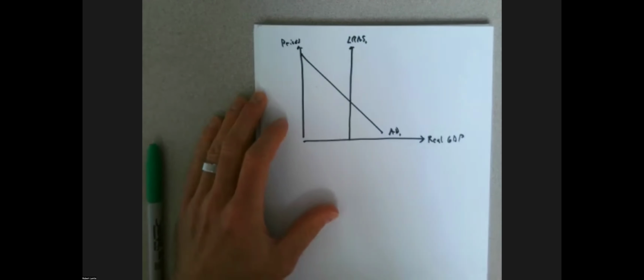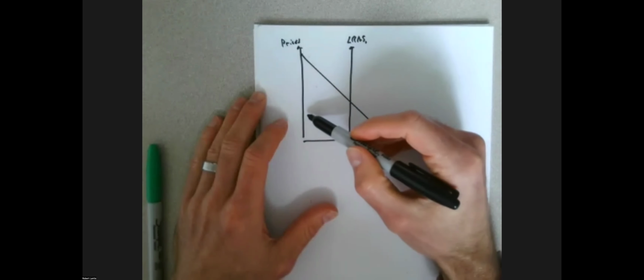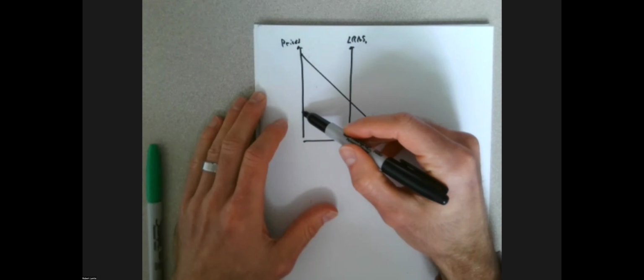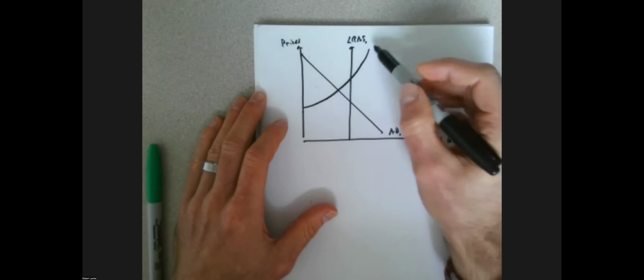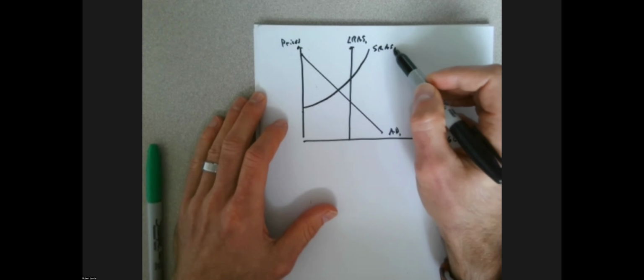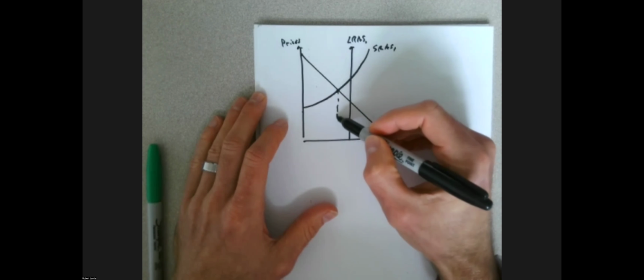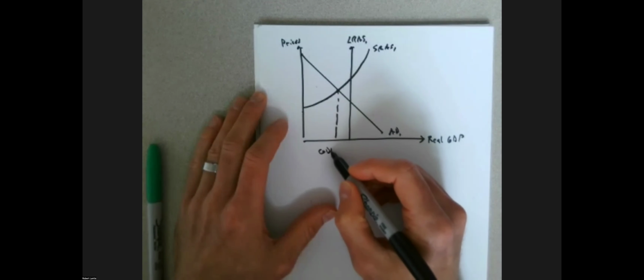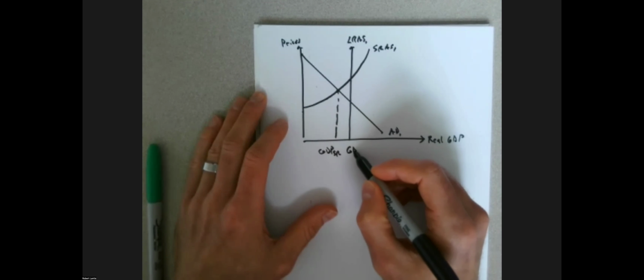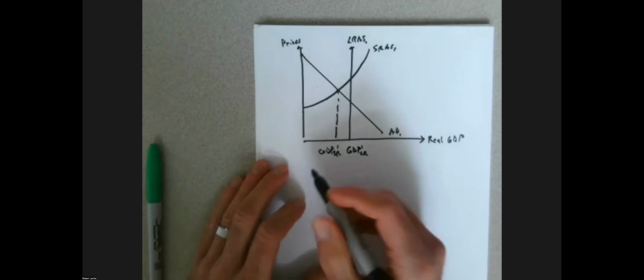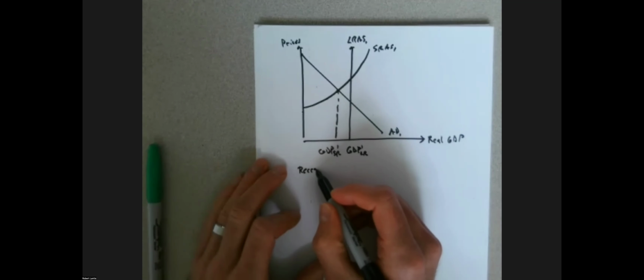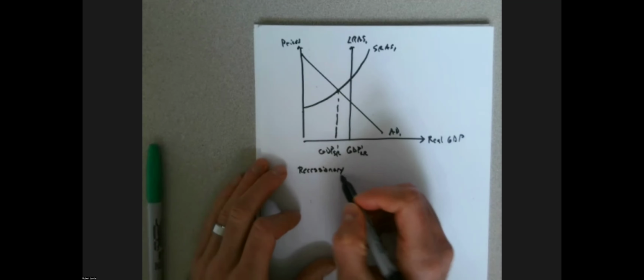Here's our initial short run aggregate supply. So initially we have our original short run GDP and our long run GDP. Okay? So GDP is too low, so we have a recessionary gap.